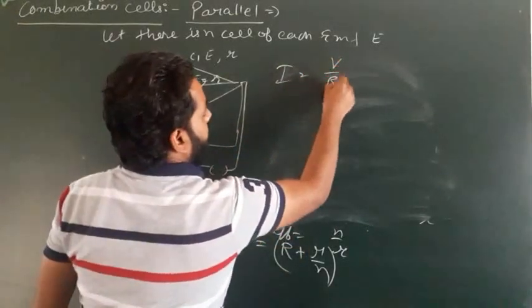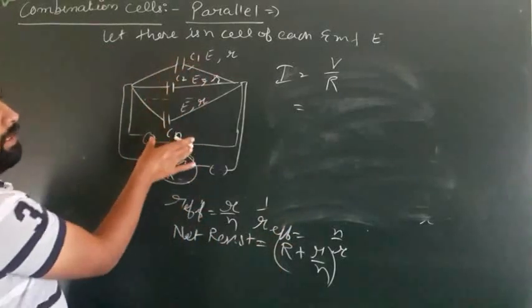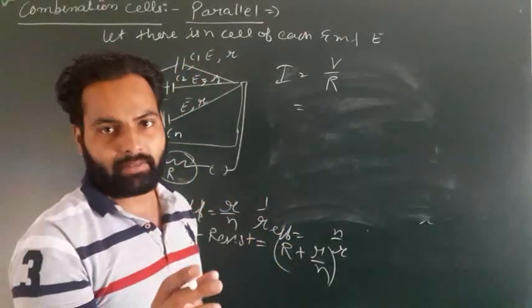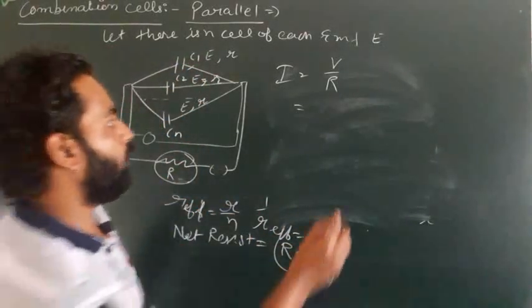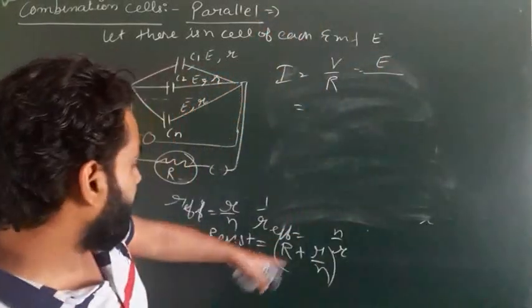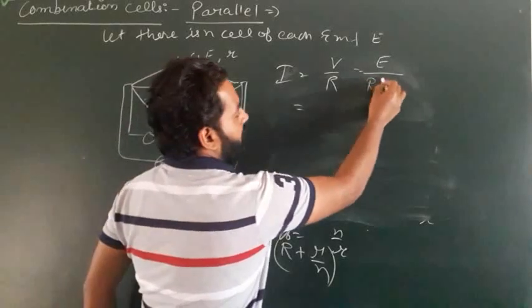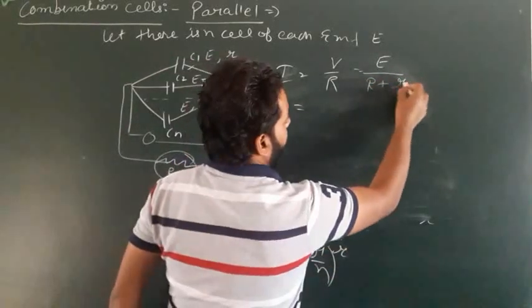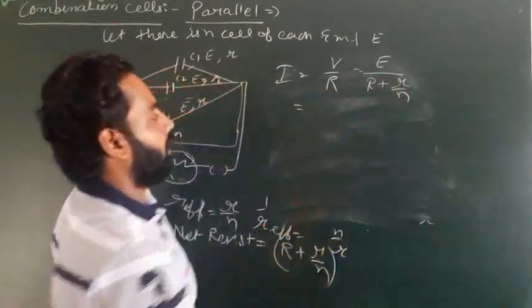V by R. So what is V? All these are connected in parallel, so their effective EMF is equal to E, that of one cell. And what is their net resistance? The net resistance is R plus r by n. So now this is the current for that combination.